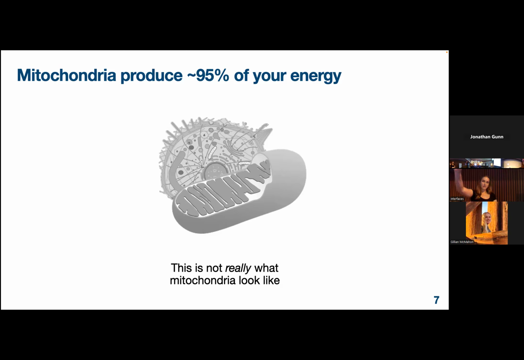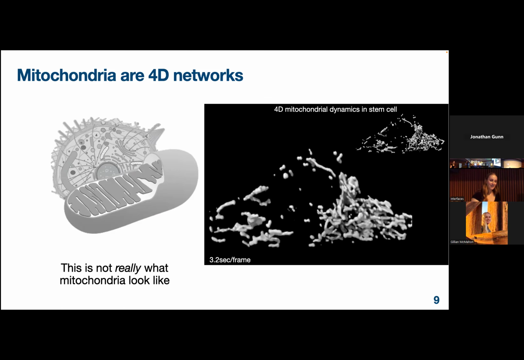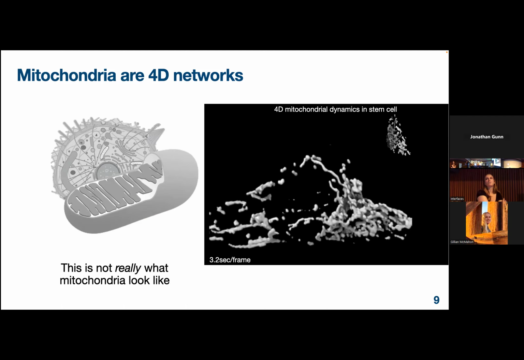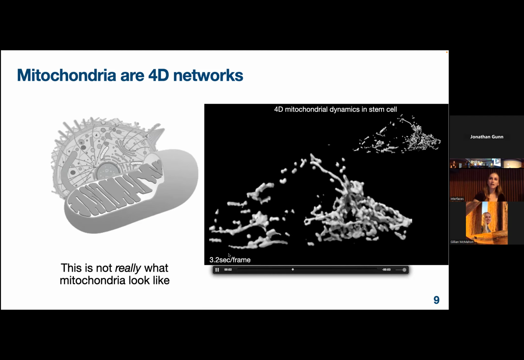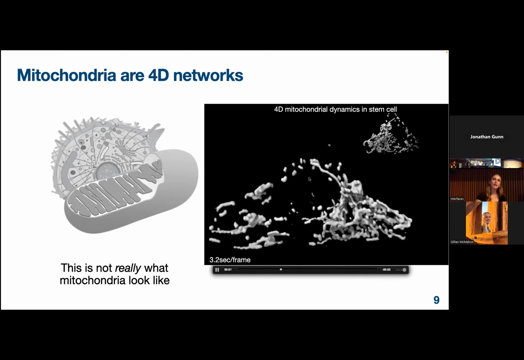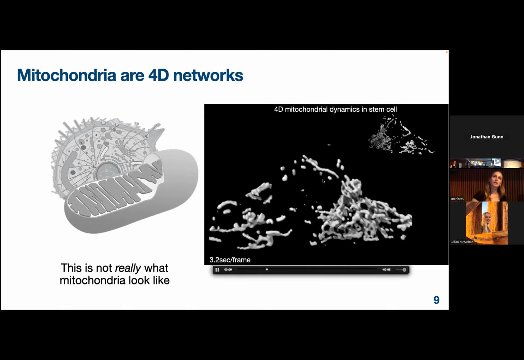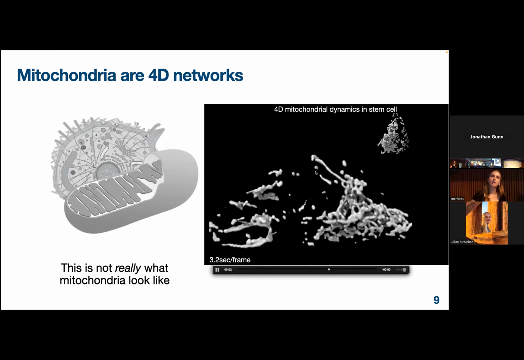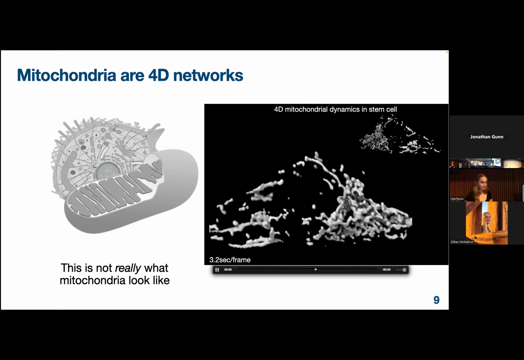But this bean-shaped thing is not really what mitochondria look like. And it's misleading because when you Google mitochondria, all you see are the beans. But in reality, they're 4D networks. So when we image in 4D, meaning X, Y, Z, and time, we see that the mitochondria form this three-dimensional network around the cell. This gap right here is the nucleus, and it's very dynamic. So we see it moving across the nucleus with this little piece here. It's undergoing fusion and fission, and it's very dynamic over time.